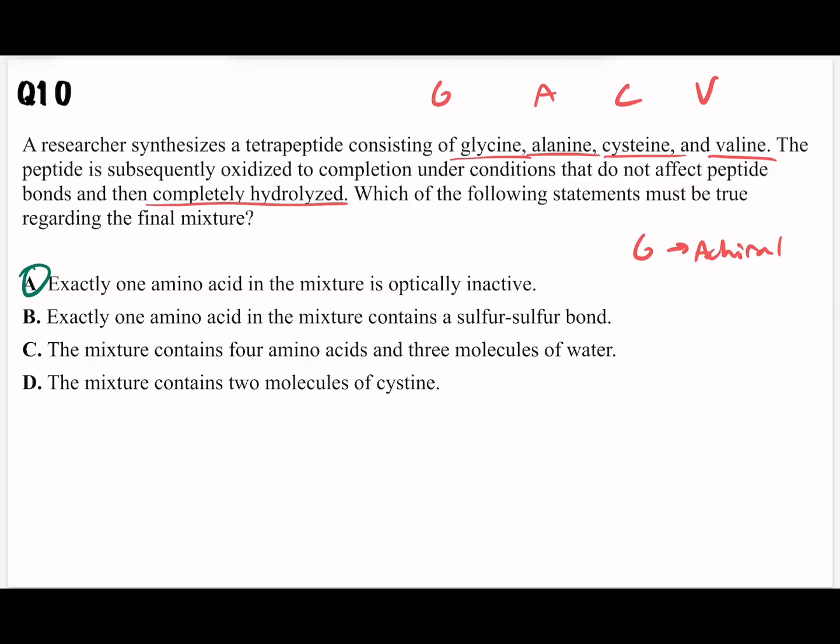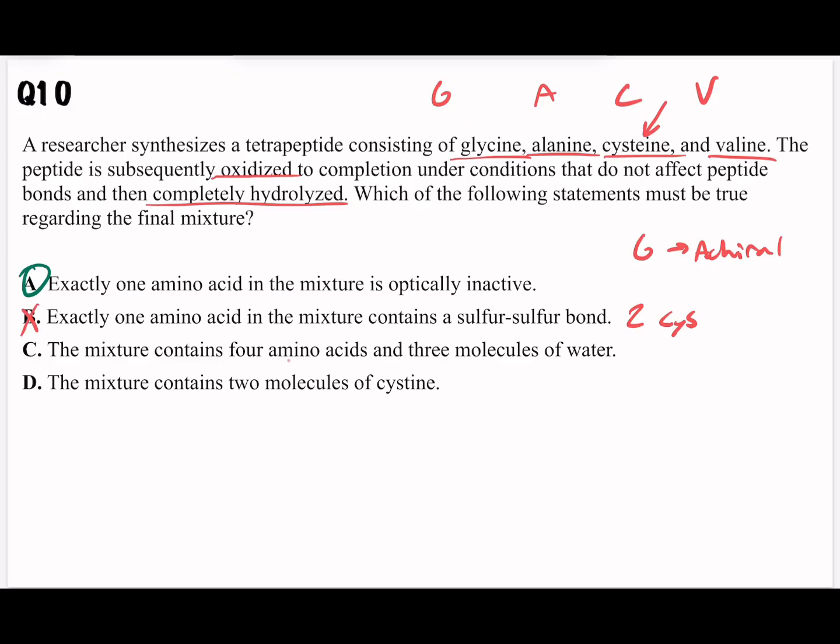B, exactly one amino acid in the mixture contains a sulfur-sulfur bond. So this is one way that questions on the MCAT might try to trick you. They say that oxidation is happening. So you might immediately think, okay, oxidation is happening, that means you're forming a disulfide bond. But you only have one cysteine in your tetrapeptide. And you know that in order to form a disulfide bond, you need at least 2 cysteines. So an answer choice that says exactly one amino acid in the mixture contains a sulfur-sulfur bond doesn't make sense because we need 2 cysteines at minimum to create this bond, and we only have 1. So this answer can't be correct.